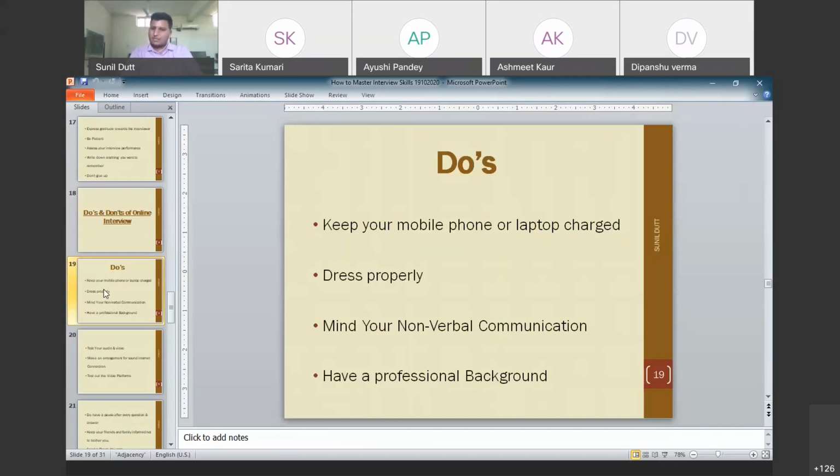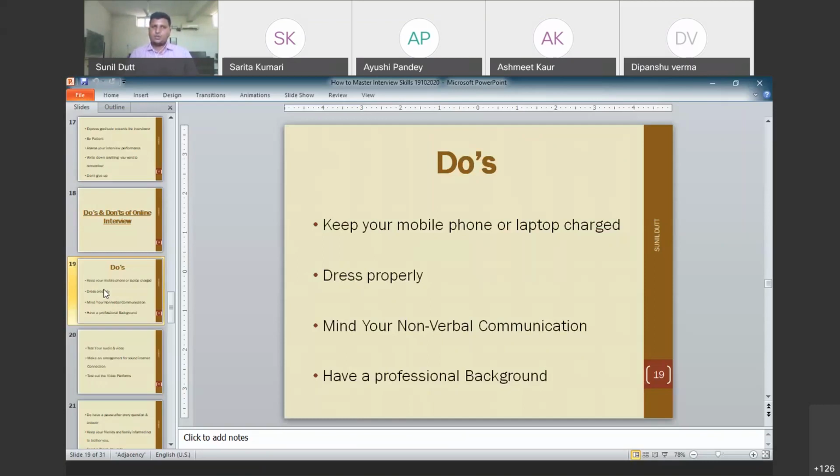Dress properly, of course. Although it is an online interview, still you are being more focused through the camera. Even if it is a telephonic conversation where you are not being seen, still you need to wear something comfortable, which may not create discomfort for you to speak. Dress properly, mind your non-verbal communication. Of course, your bust part will be visible through the camera only, so you had better have control over your hand movements, your body movements.